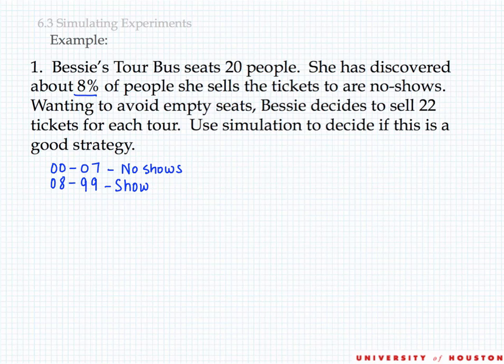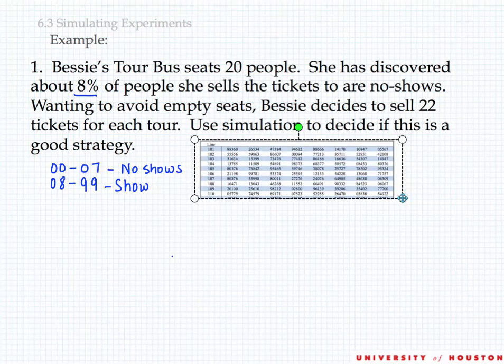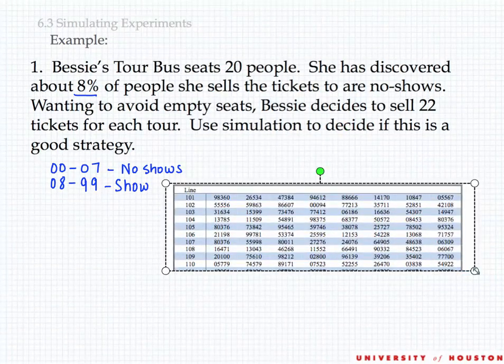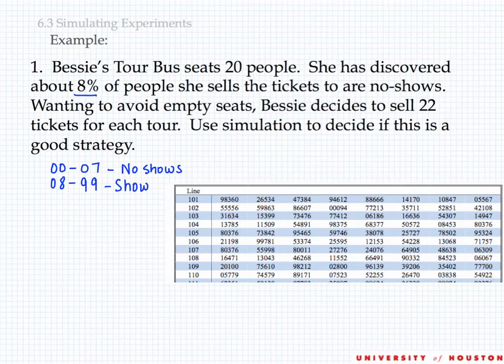There's many ways that you can assign your values, and you just need to make sure that you state it within your problem. Now let's look at the random digit table. Pick a line and select 22 two-digit numbers from our table. So let's start on line 104. Just pick that at random.